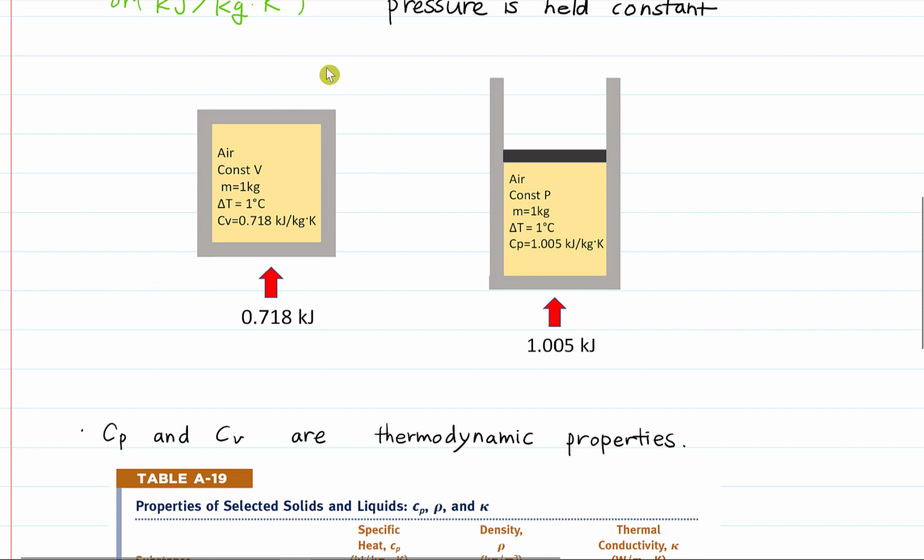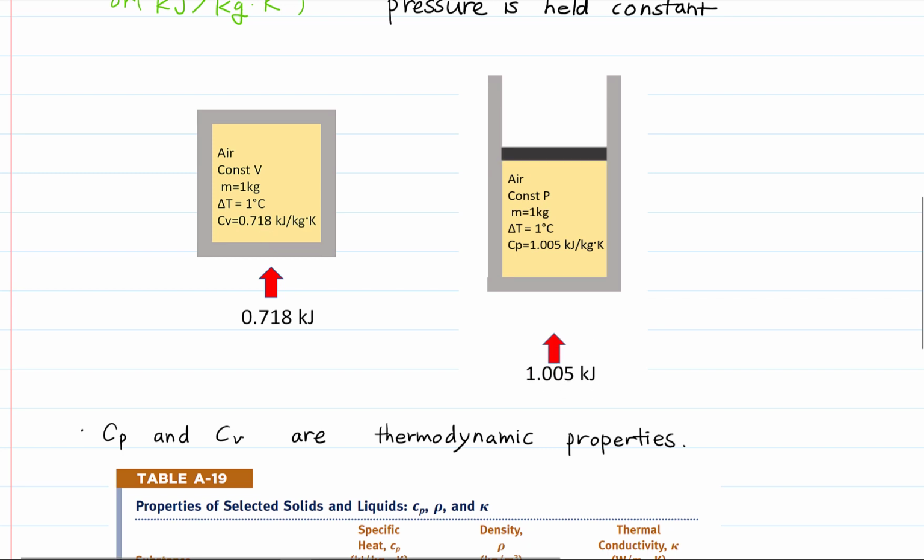Consider a rigid tank containing air. It has 1 kilogram. The rigid tank indicates the volume remains constant. 0.718 kilojoule is required to raise the temperature of 1 kilogram of air by 1 degree Celsius. That is, the specific heat of air at constant volume is 0.718 kilojoule per kilogram per Kelvin.